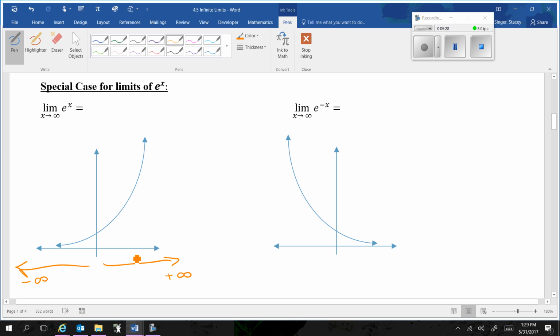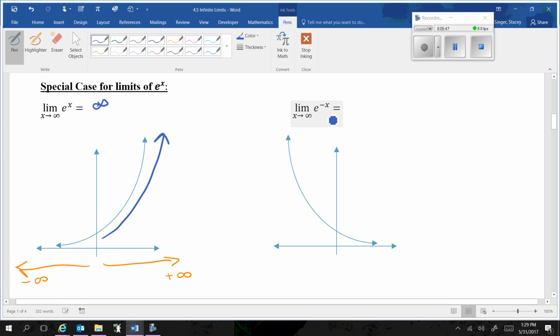So if I'm going to the positive side, that would be this side, the right side. Where is my graph going to? And remember, limits always equal the y value of the function. So where is my graph going to? Well, it's going to positive infinity.